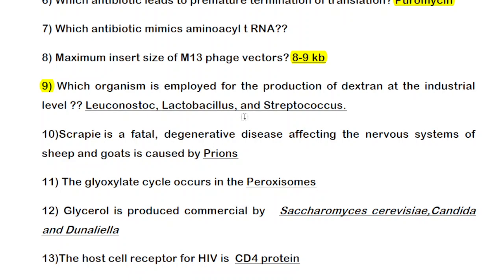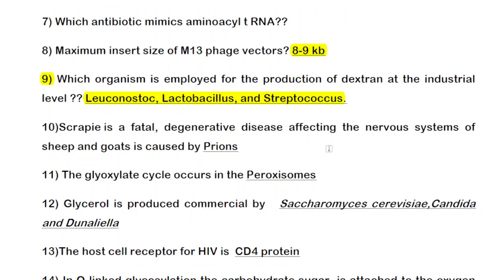Okay, ninth question, which organism is employed for commercial production of dextran? So definitely two questions will be asked like this. Industrial production of citric acid. Which organism is employed for the industrial production of citric acid? Either they will be asking in this form or else match the following type of questions will be asked. When it comes to dextran, it is produced industrially by Leuconostoc, Lactobacillus and Streptococcus. These three bacterial species are employed for commercial production of this dextran.